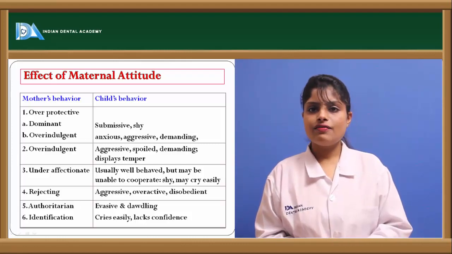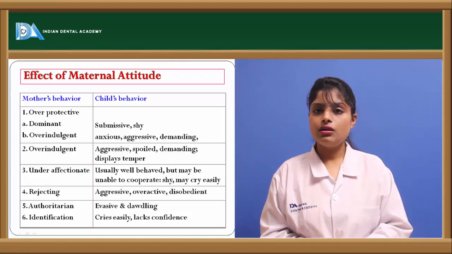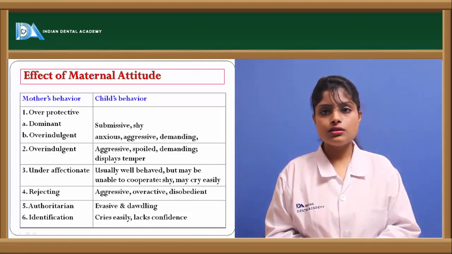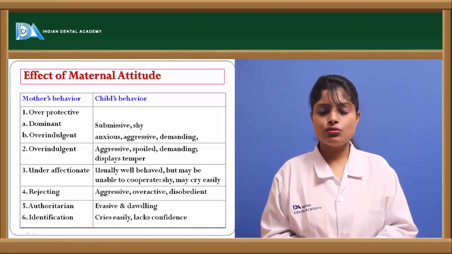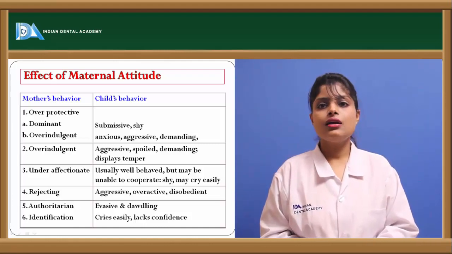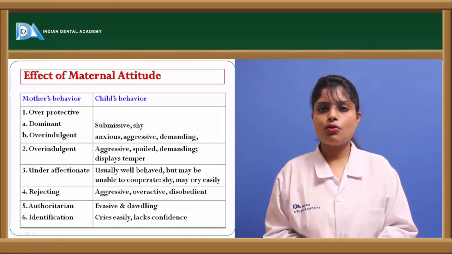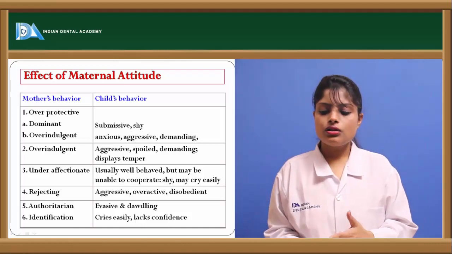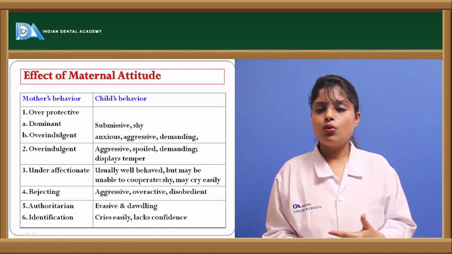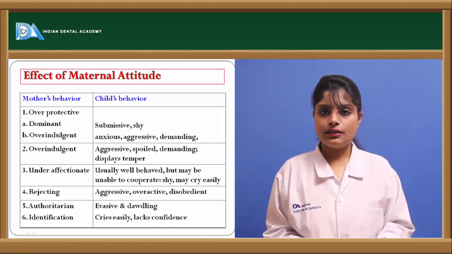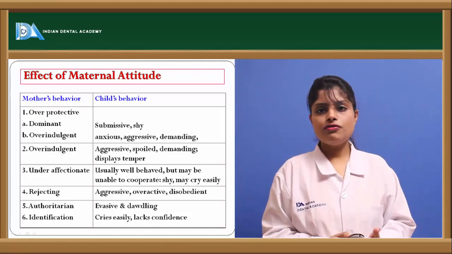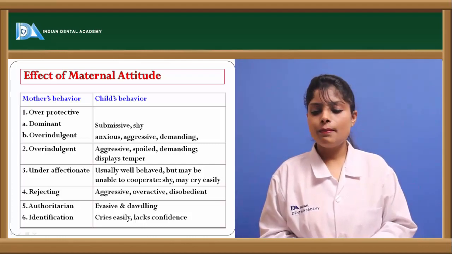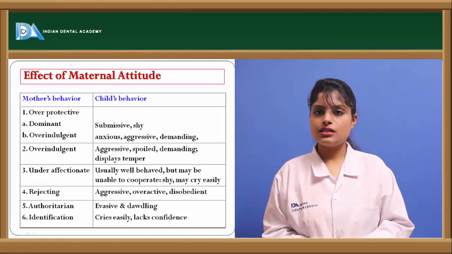Now, what is an under-affectionate mother? Such a type of mother will not show affection for the child. This is because the mother may be having some emotional or psychological problems, or the child is unwanted, or the mother is very ambitious and more involved in her career. Such a child will be a well-behaved child, one who is shy but will accept the dental treatment easily.